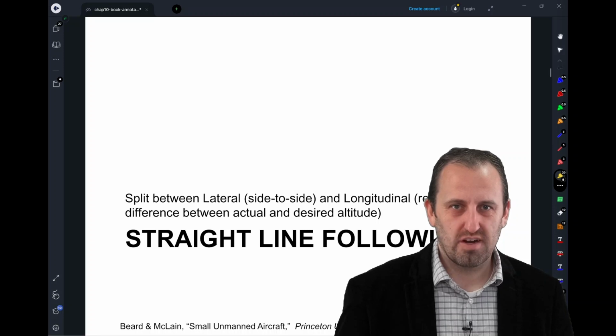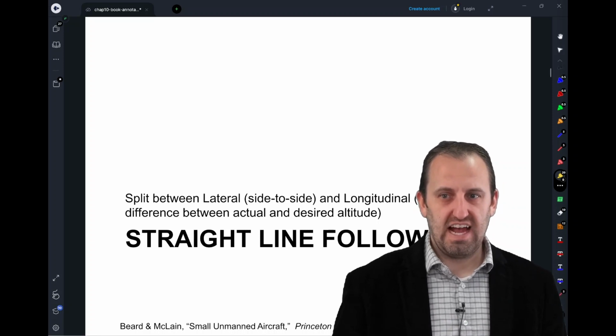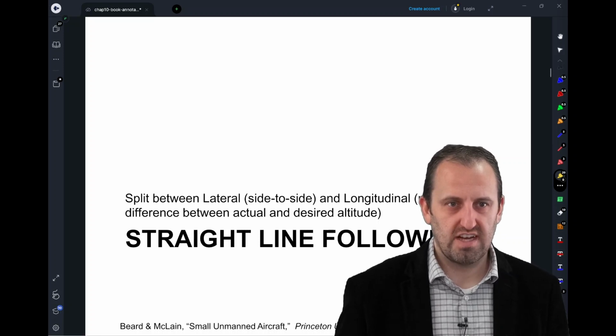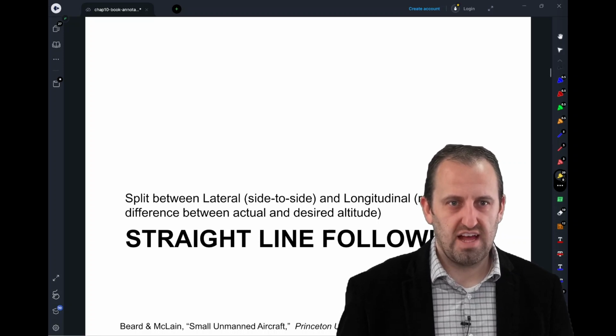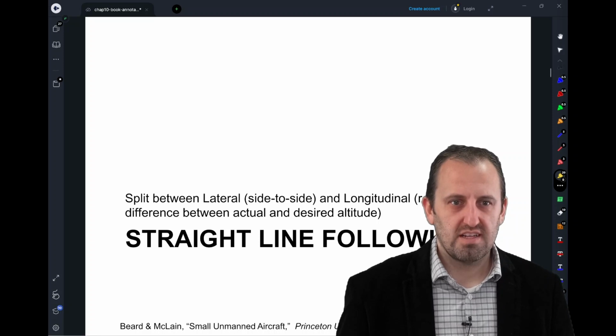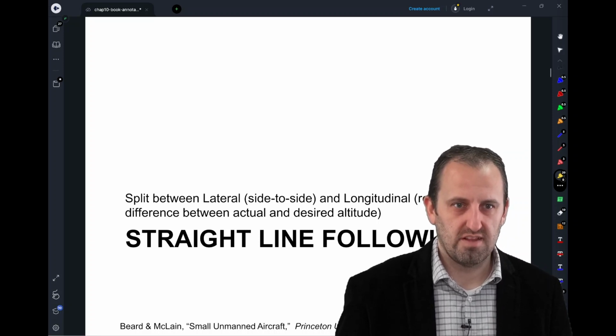In this lecture, we're going to continue our straight line following controller. In a previous lecture, we developed the side-to-side control law to allow us to converge to the line in a lateral direction, meaning that if you project the line in the northeast plane down into the northeast plane, then the aircraft would follow that projection. And now we're going to converge to the desired altitude of the line.